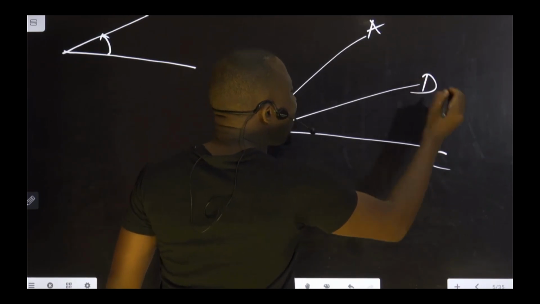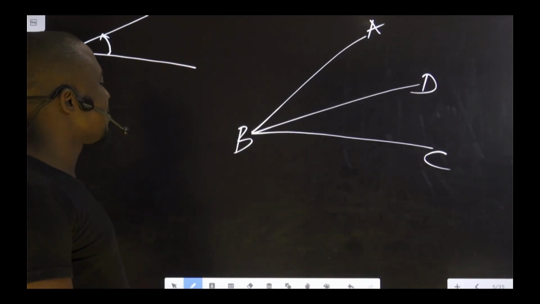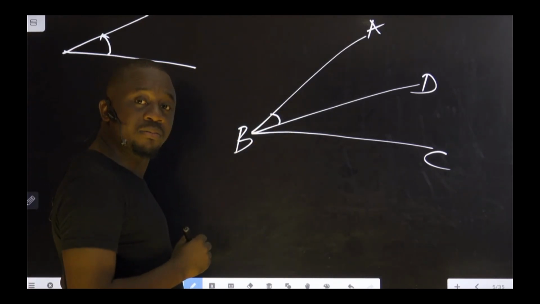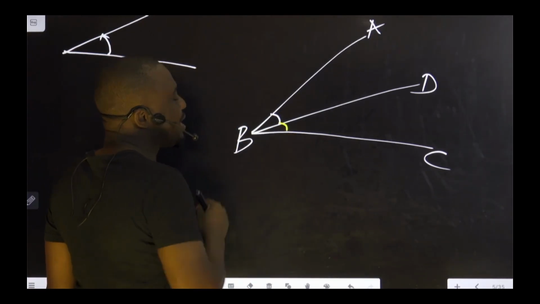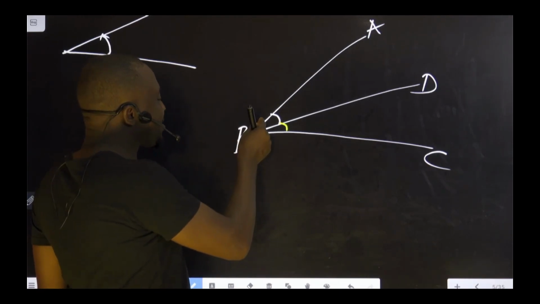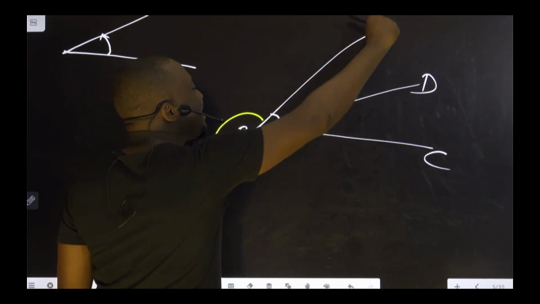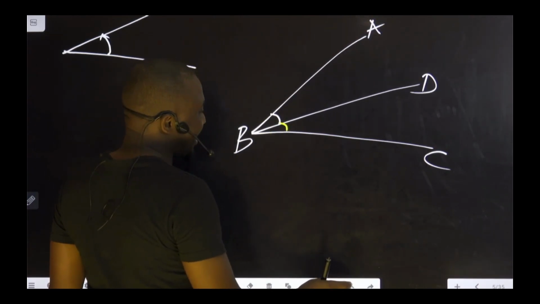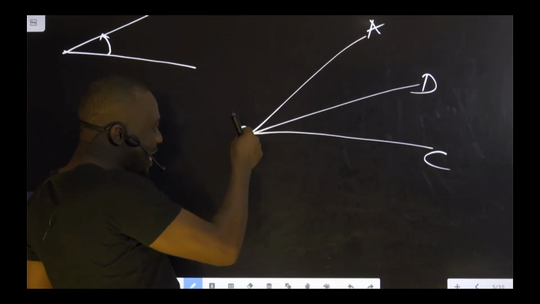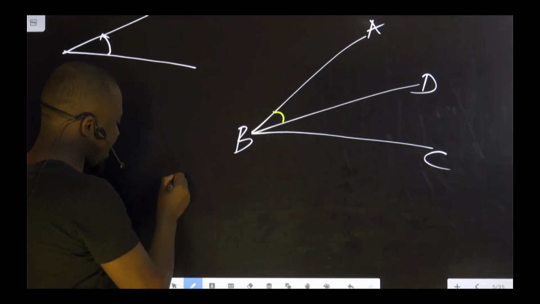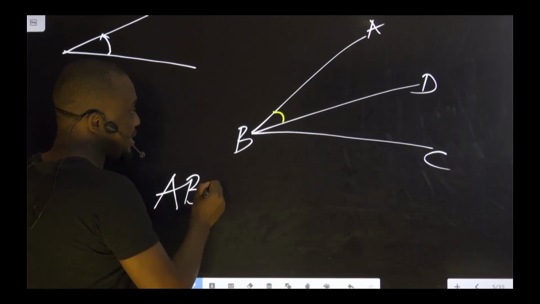Let's say, label all the angles you are seeing in this place. What are the angles you can see in this place? This is an angle. This is an angle. This is also an angle. You agree with me that this line and this line, there's a space between them. That's an angle. We call the angle A, B, D.